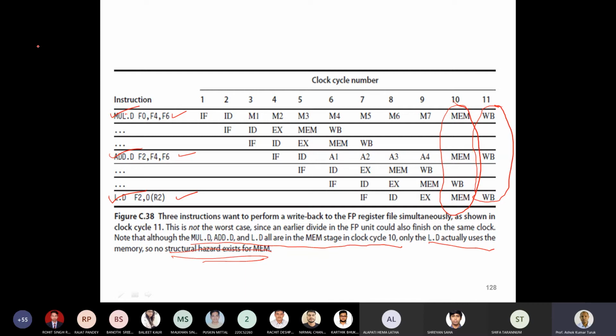Now here, if you look at it, the multiplier instruction is not using the memory unit. And the add instruction is also not using the memory unit. But the load instruction is the only one using the memory unit. So there is no structural hazard in clock cycle 10. So you can show it as a memory. In the pipeline diagram, it can be shown as memory, memory, and memory.